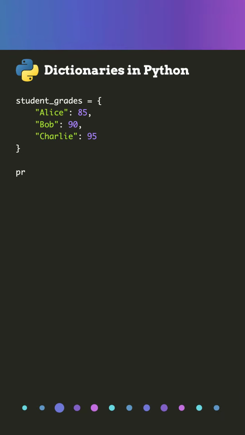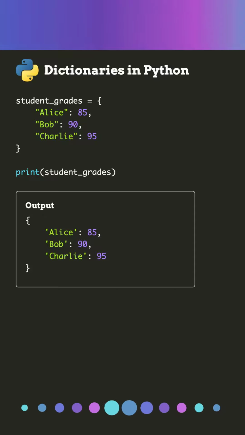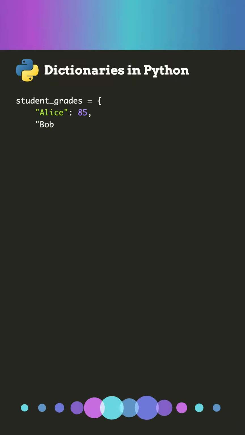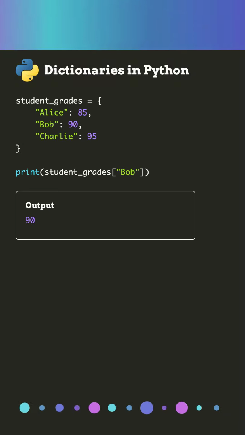A Python dictionary is created using curly braces. Let's make a dictionary to store student grades. Accessing the value of a particular key is easy. Just pass the key to the dictionary.